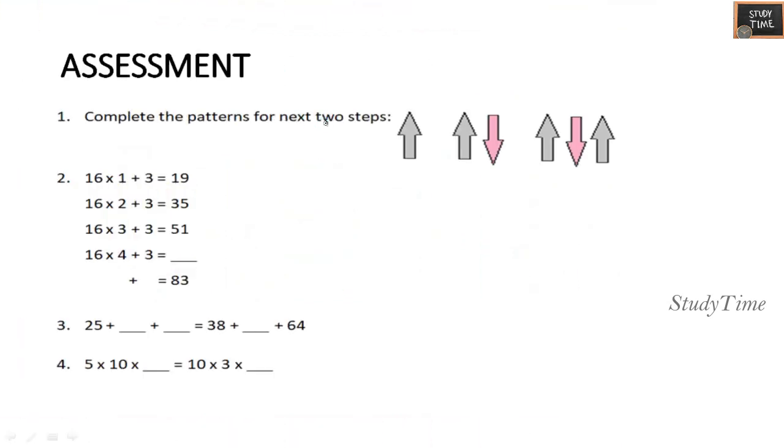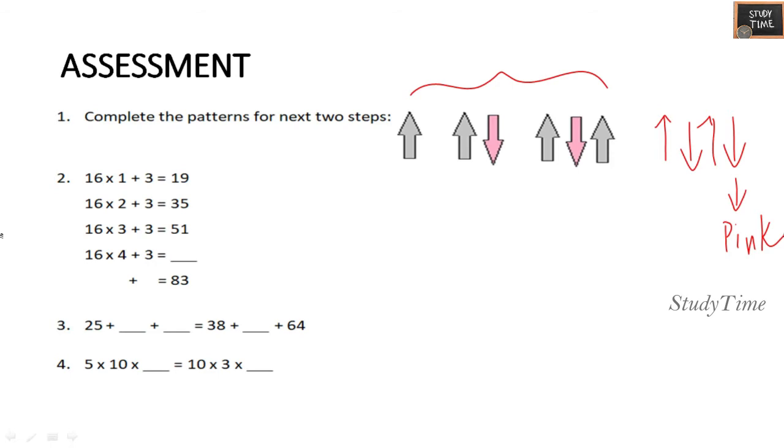So next we'll see a few questions from the exam point of view. Complete the patterns for the next two steps. So here 3 steps are given. You have to continue the others. So first is ash color, then down, then up, again down. So this should be in pink.